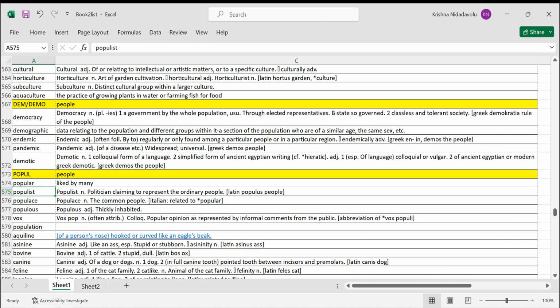Now let's learn a few words which are related to animals. Okay. Aquiline. Aquiline is the one who has a curved nose. Okay, a man who has a curved nose like that of an eagle. Aquiline is related to eagle, curving like an eagle's beak. That is aquiline. Aquiline means eagle.